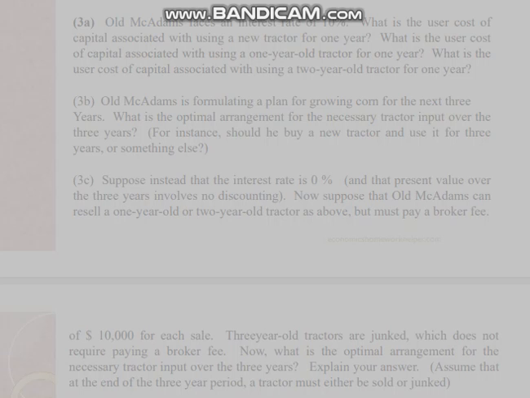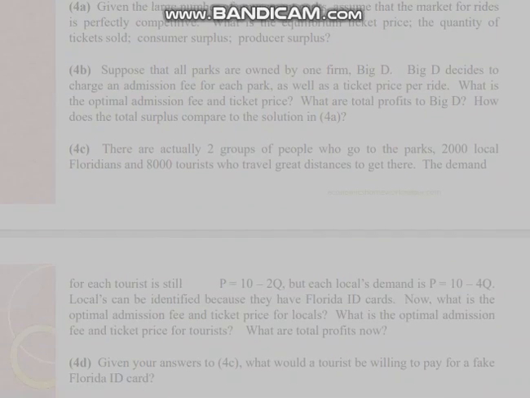Each ride requires one ticket. Each person's demand for rides is given by P equals 10 minus Q, and the average cost of providing rides on roller coasters is constant at $2 each. For A, given the large number of amusement parks, assume that the market for rides is perfectly competitive. What is the equilibrium ticket price, the quantity of tickets sold, consumer surplus, and producer surplus?